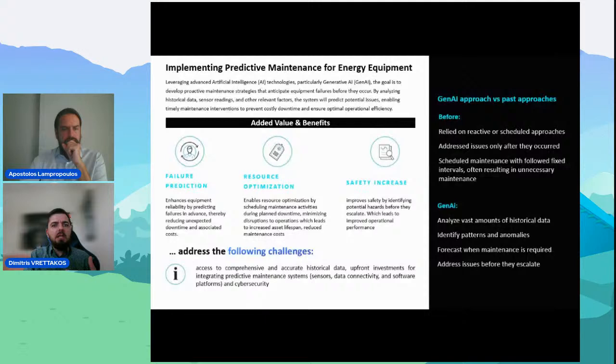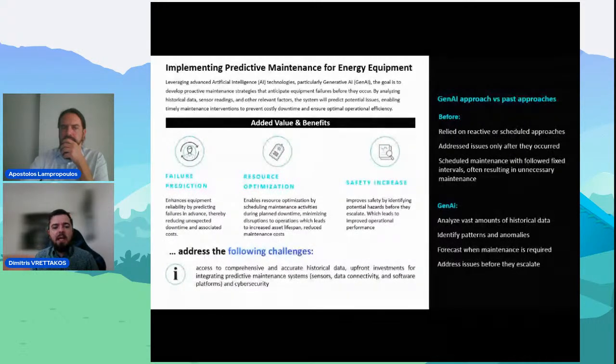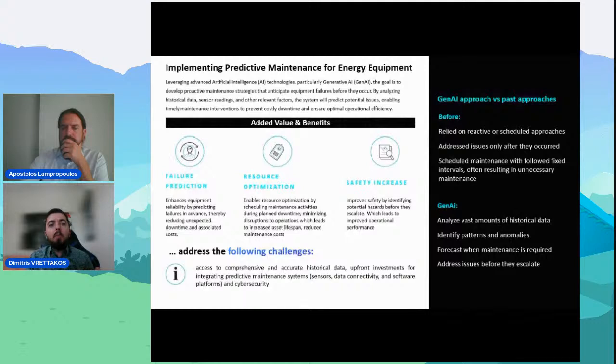The second velocity is the way that we were doing things till now, before AI, meaning that we were able to analyze vast amounts of data. We were able to identify anomalies, patterns, maybe even forecast. What we are gaining here with the usage of GenAI is to combine things, to be able to use and predict more complex and sophisticated forecasts.